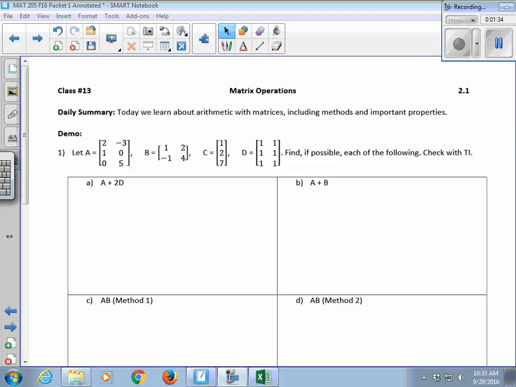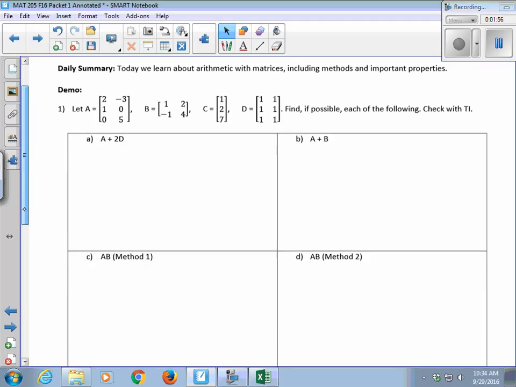Okay, so this section 2.1 was basically about arithmetic on matrices. How do you add matrices? How do you multiply matrices? How do you find the transpose of a matrix? So I'm just going to do several examples, and then we'll be done. This is really computational, no big concepts here.